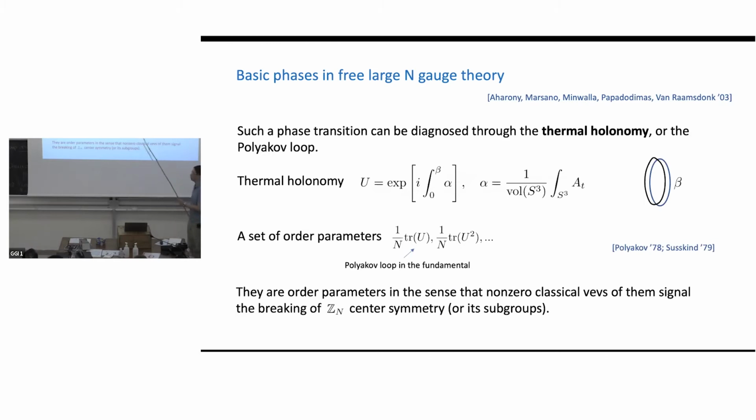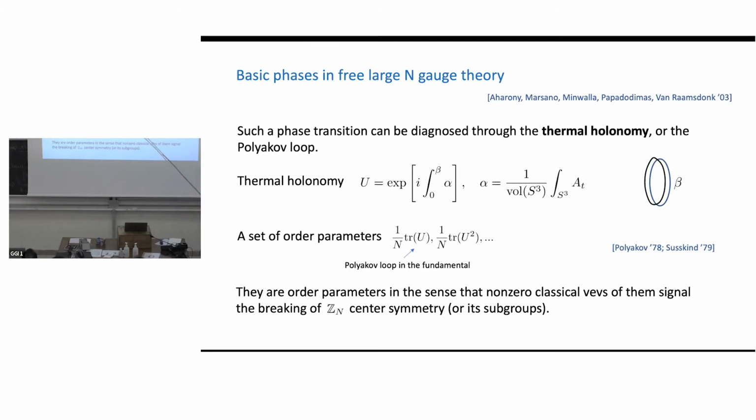There is some necessary background knowledge that I need to review here. Such a phase transition in gauge theory can in general be diagnosed through an interesting observable called the thermal holonomy, or the Polyakov loop. So what is the thermal holonomy?